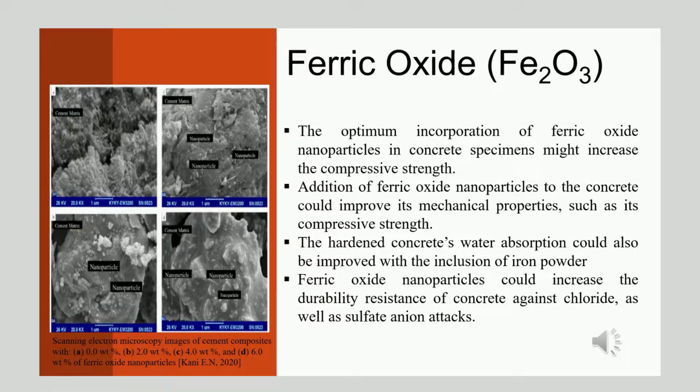Lastly, ferric oxide. The optimum incorporation of ferric oxide nanoparticles in concrete specimens might increase the compressive strength. Addition of ferric oxide nanoparticles to the concrete could improve its mechanical properties such as its compressive strength. The hardened concrete's water absorption could also be improved with the inclusion of iron powder. Ferric oxide nanoparticles could increase the durability resistance of concrete against chloride as well as sulfate anion attacks. The figure below shows scanning electron microscopy images of cementitious composite with 0%, 2%, 4%, and 6% of ferric oxide nanoparticles.